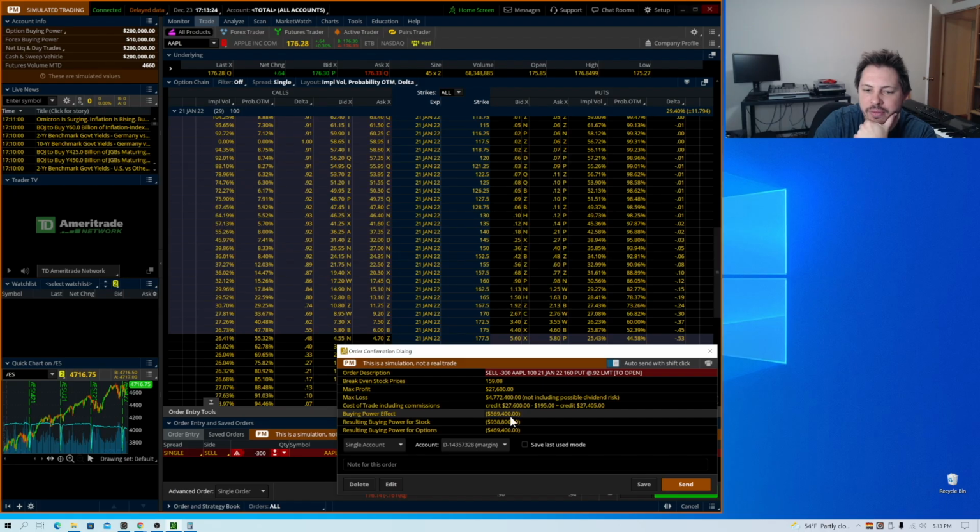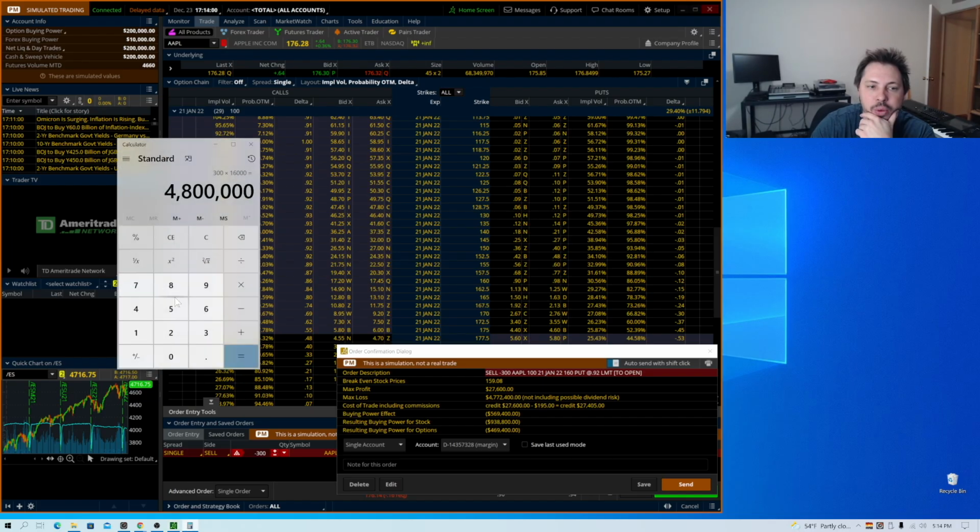And the buying power effect of this that we would actually have taken out of our account to do this trade is $569,400. So we actually don't even need to put up the full $4.8 million, right? So this strategy of selling cash secured puts can become very valuable once you are commanding the control of a larger account because of your relative percent gain on cash invested.